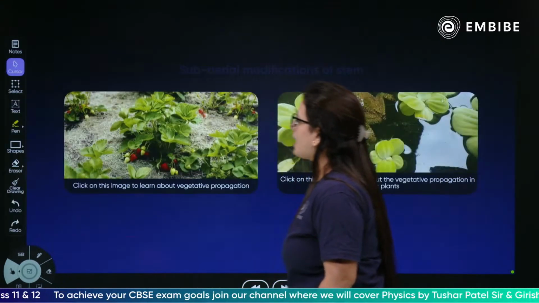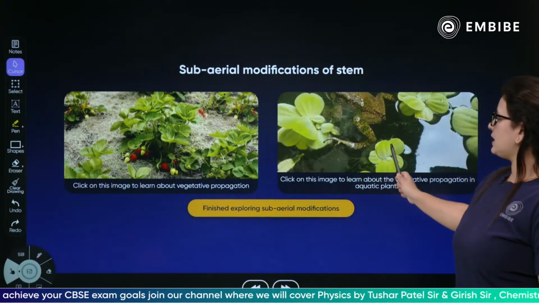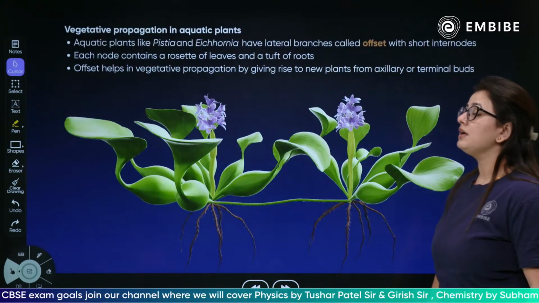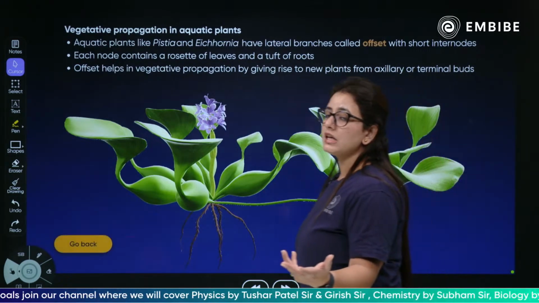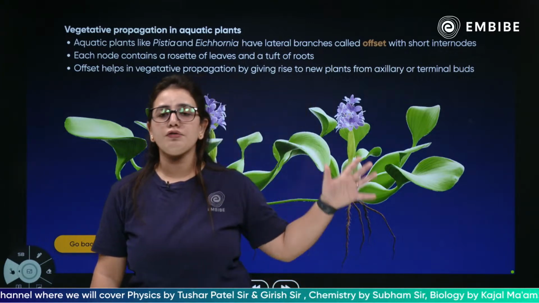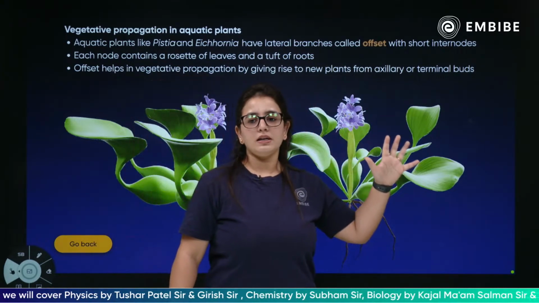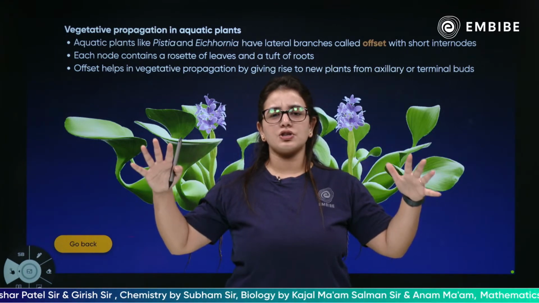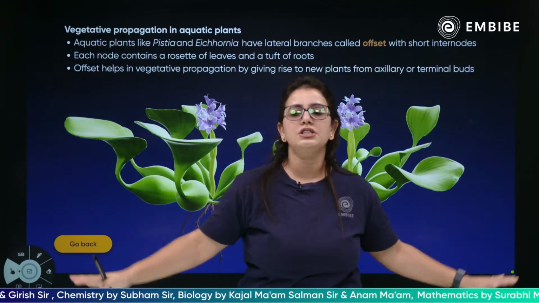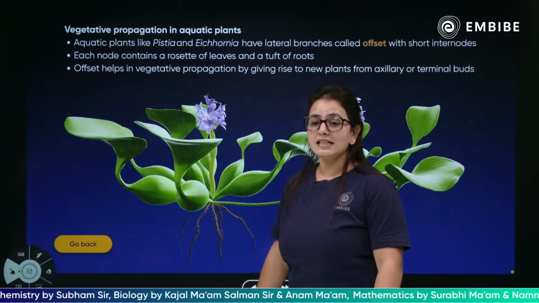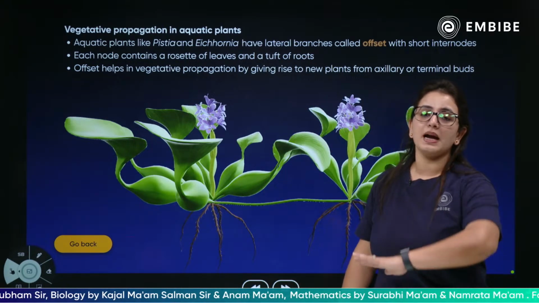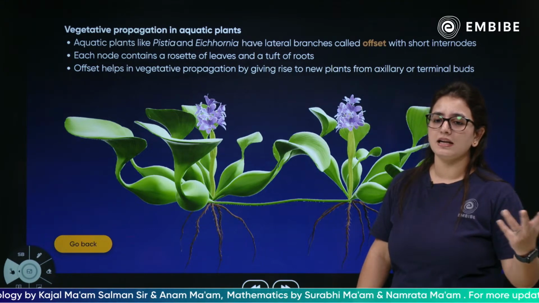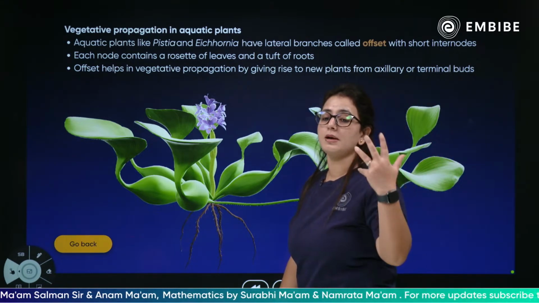Yes, moving on, next let's see the aquatic plants. So children, vegetative propagation is also seen in aquatic plants. All of you have seen the pond near your areas, and that green leafy plant covering the whole surface of the pond. Yes, it's absolutely green, spread out in the whole area. What is that? That is Eichhornia.